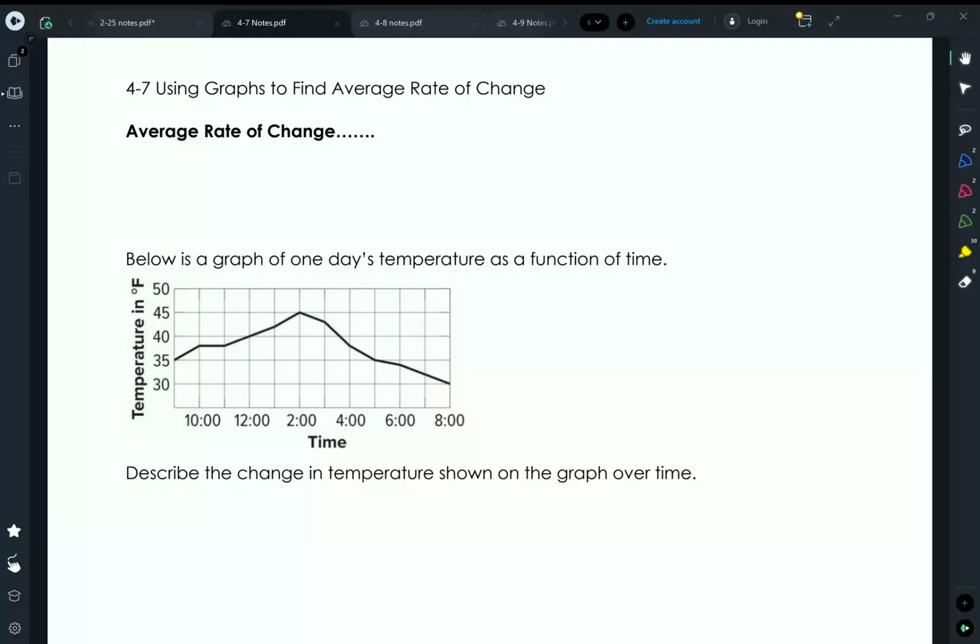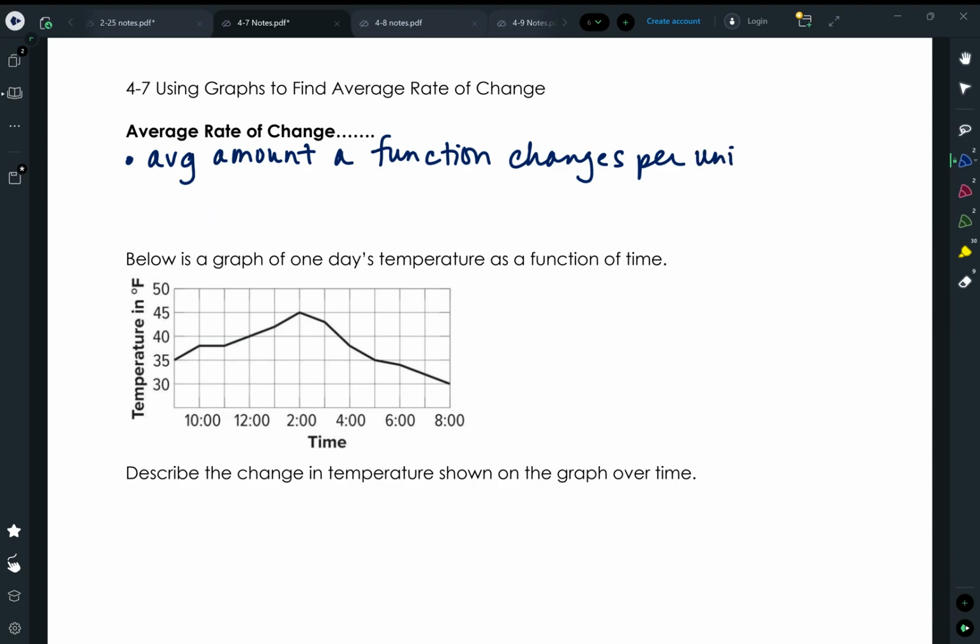For Algebra 1, today we are learning to use graphs to find average rate of change. So a couple things about the average rate of change. This is our big main idea for the day. Average rate of change, I'm going to abbreviate it like this. It's the average amount a function changes per some kind of unit interval. It's basically a slope. This is like slope.